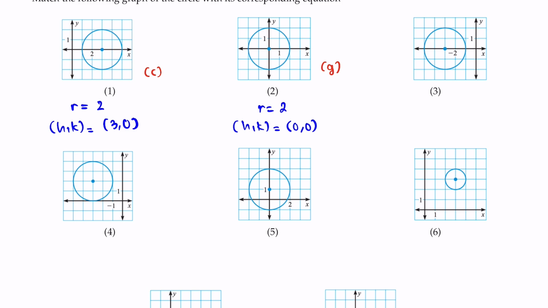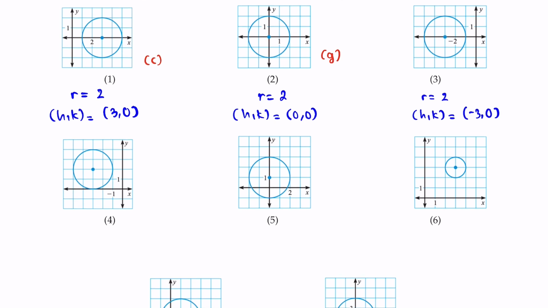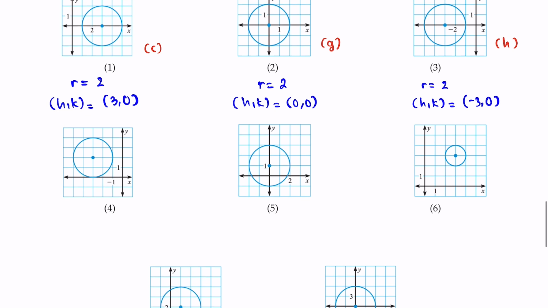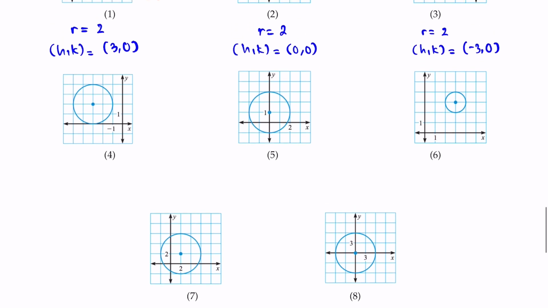Number 3, what is the radius? 2. What is the center? I'm sorry, negative 3, 0. Negative 3, 0, yes. And what is the choice? Yes. So number 4, what is the radius? 2 again. What is the center? Negative 3, 2. And the choice is? B.